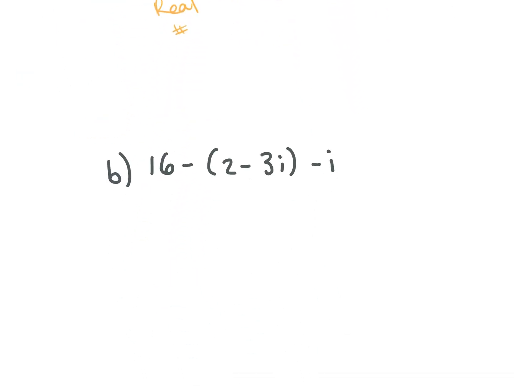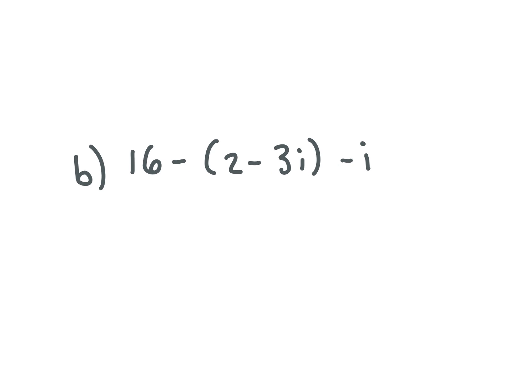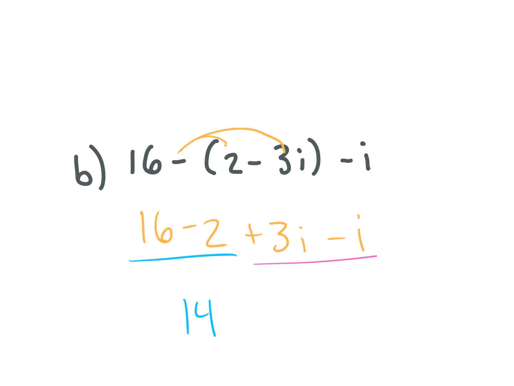All right, for B, what do I have to do first here? Distribute the negative, so it only gets distributed to everything in the parentheses that it's touching. So this would be 16 minus 2 plus 3i minus i. And then what do I do next? Combine the real parts together, so this would be 14. Then combine the imaginary parts together, so 3i minus i would be 2i.